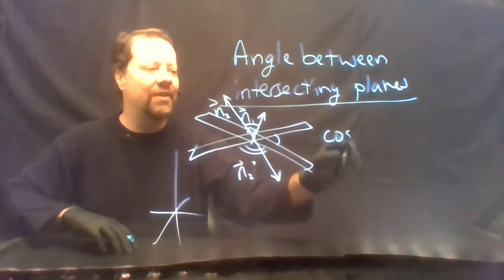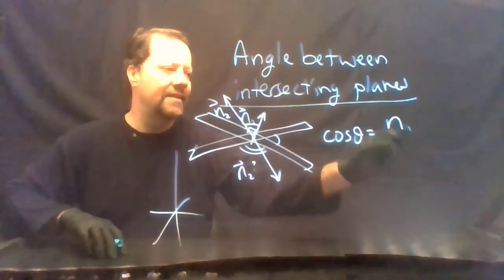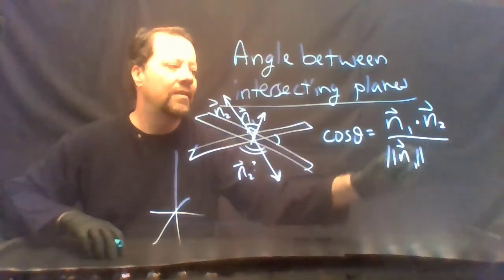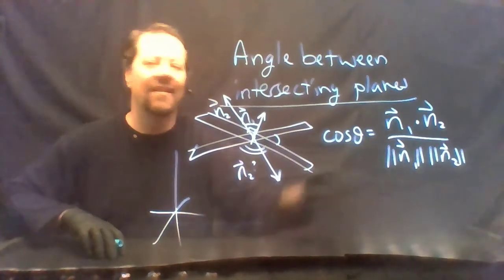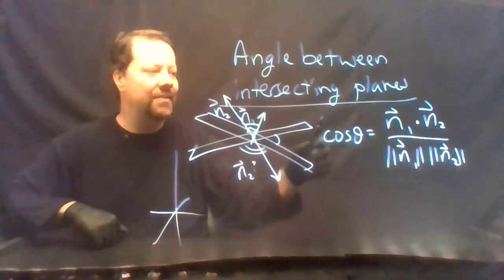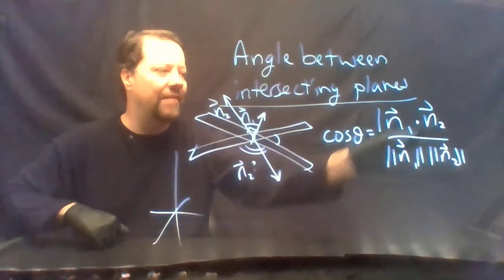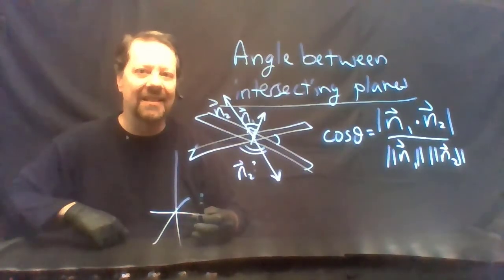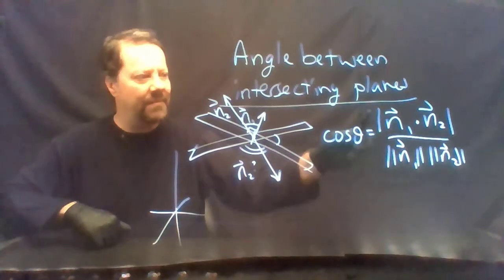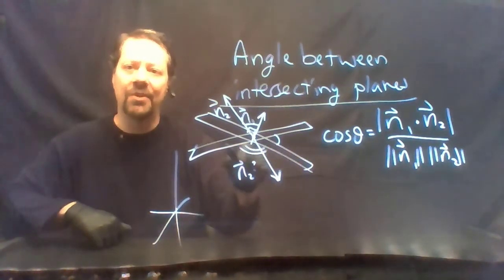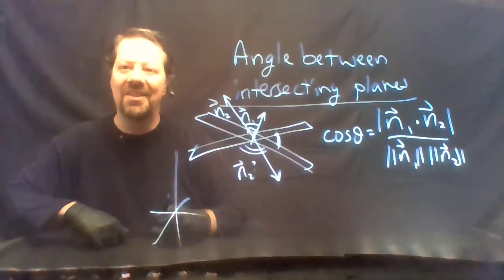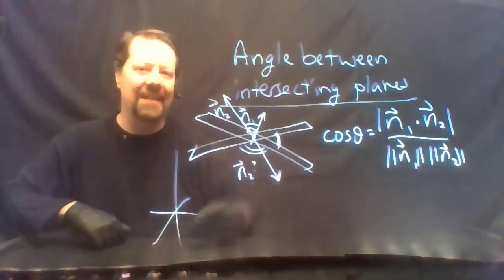We know the cosine between two vectors can be calculated as n1 dot n2 over norm n1, norm n2. But the two angles are supplementary. It follows then that if you take the absolute value, you'll always get a positive value, which will give you the smaller of the two. If you happen to get a negative, that just gives you an obtuse one. It has the same reference angle, the reference angle being the smaller of the two. You can always get the reference angle then by just taking the absolute value.